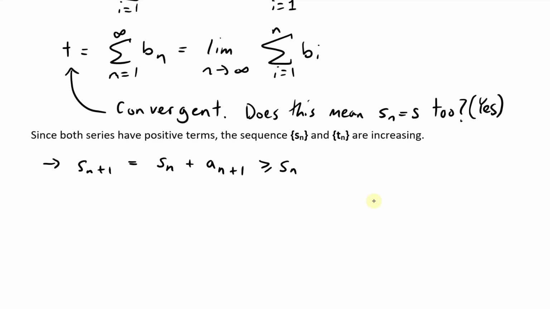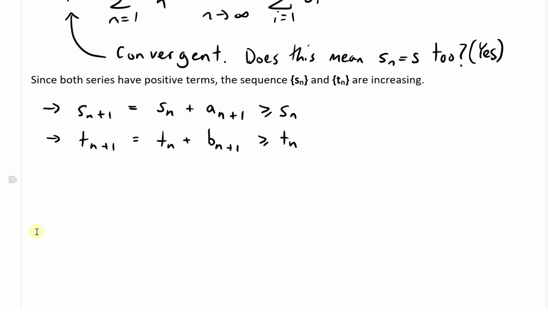The next one's always going to be bigger. Likewise for T_(n+1), this just equals T_n plus the next term, which is b_(n+1). And this is greater than T_n. So this is also increasing.